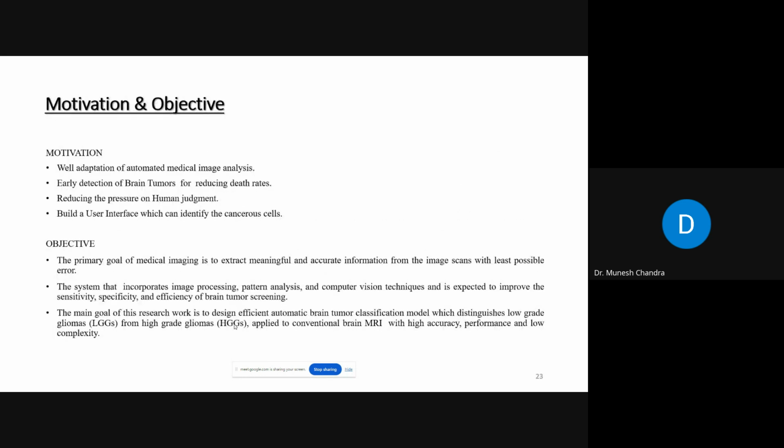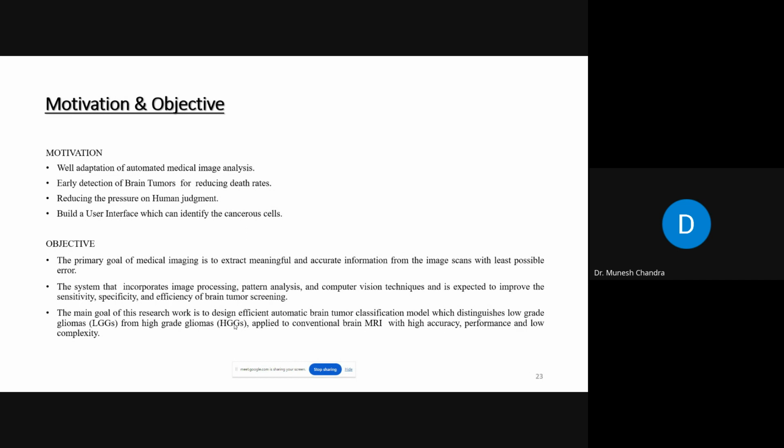So what is the motivation? The basic motivation is that, as I have told, 250,000 persons are annually suffering from this disease, and the death rate is increasing. So if we are able to identify the disease at an early stage, then we can reduce the death rate. Being human beings, if we can do something for society, if we can build a certain model and give it to the medical practitioner, they can use that model for early identification.